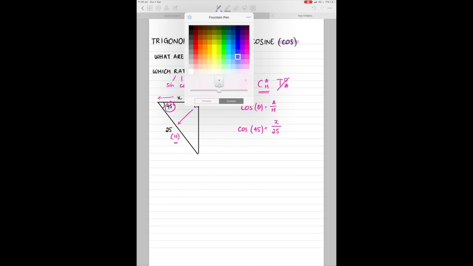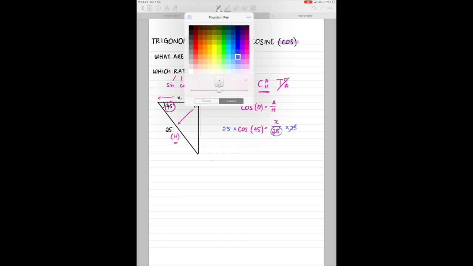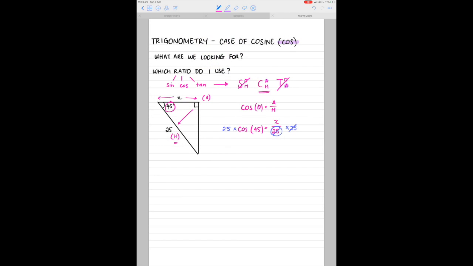So this is where we have to practice a few of our algebraic skills. We need to get this 25 and bring it over to the other side in order for x to be by itself. So what I'm going to do is multiply the right hand side by 25, and in doing that I need to balance my equation, which means I'm going to multiply the left hand side by 25. Doing this, they can cancel out, and what I'll be left with is x equals 25 times cos of 45.